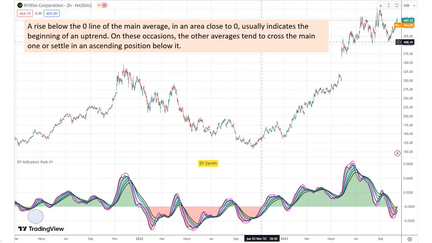A rise below the zero line of the main average, in an area close to zero, usually indicates the beginning of an uptrend. On these occasions, the other averages tend to cross the main one or settle in an ascending position below it.